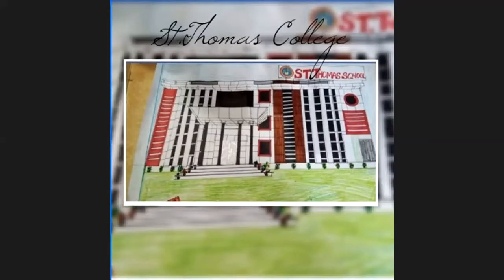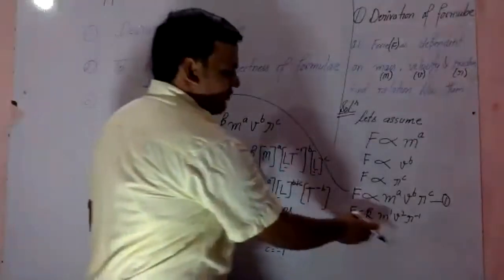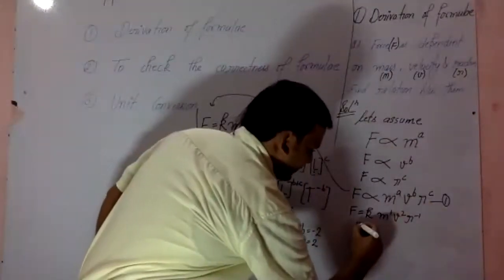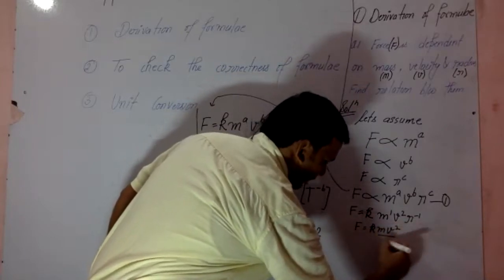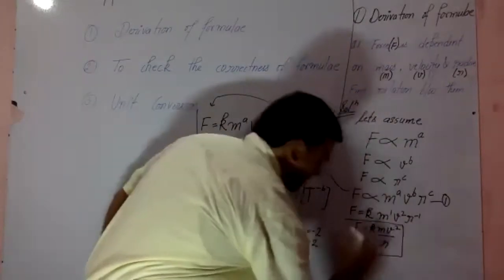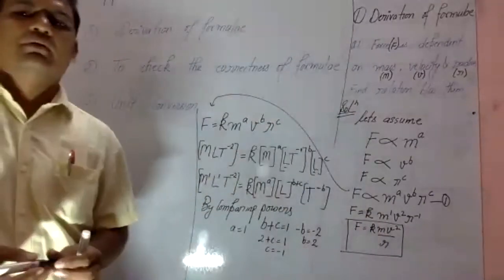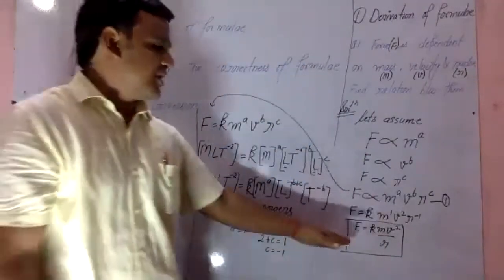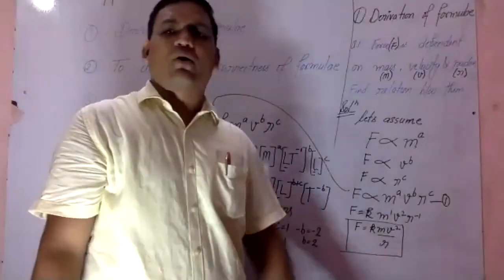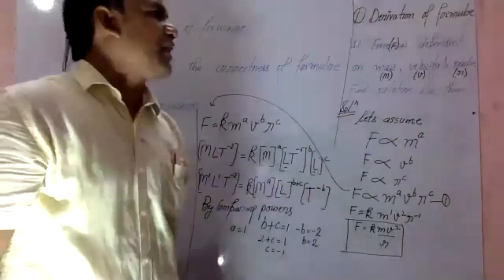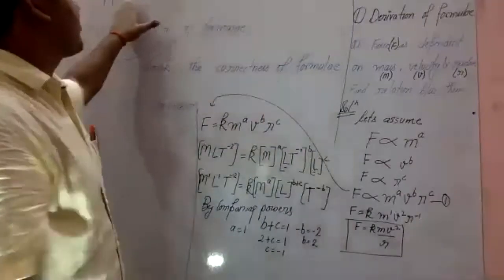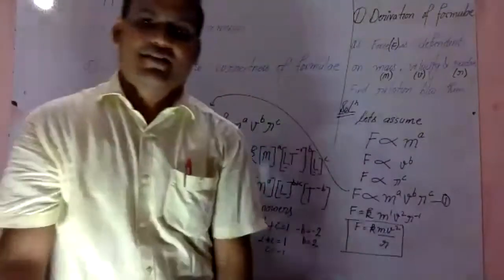Okay, so what can we do now? We can write it as F equals M V squared by R. This will be your formula, right? This is the formula of centripetal force. So here, we derived the formula using the concept of dimensional analysis.